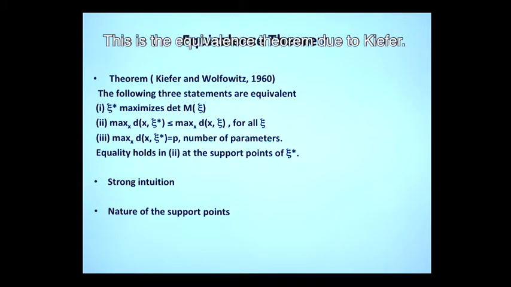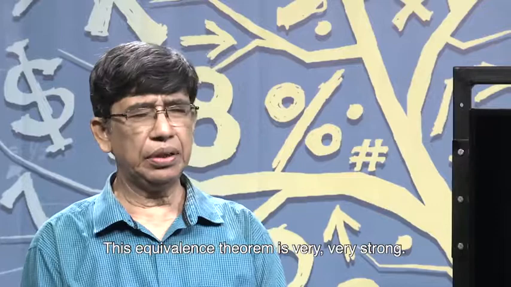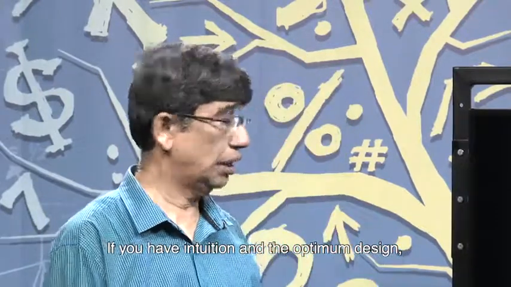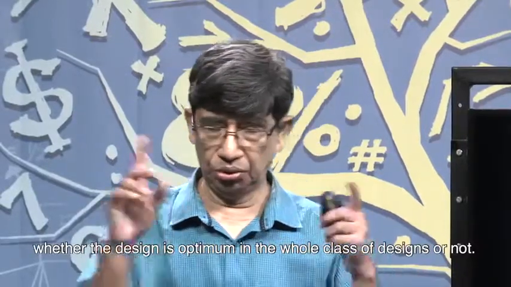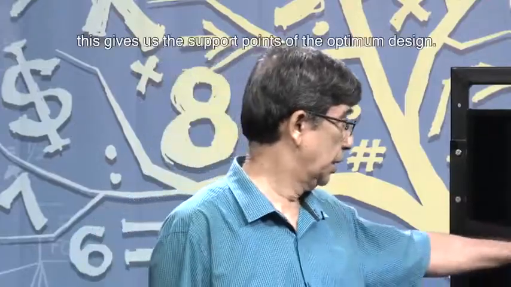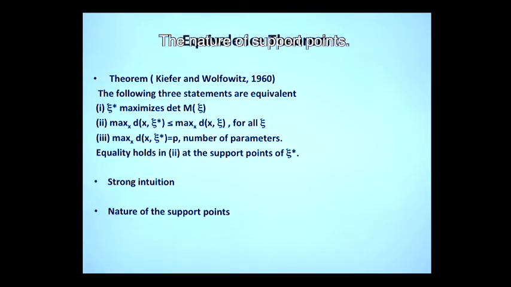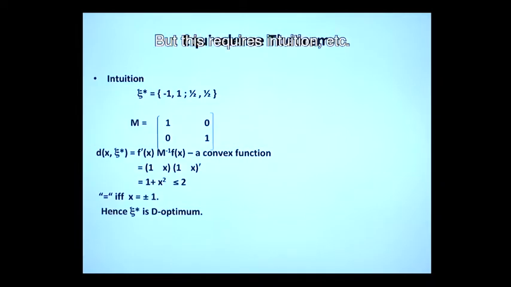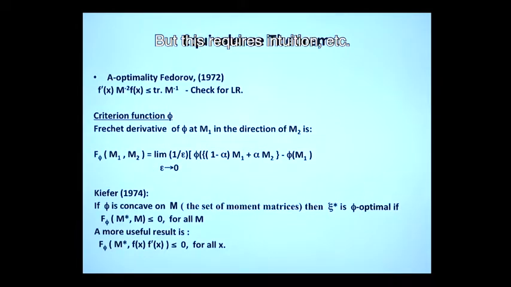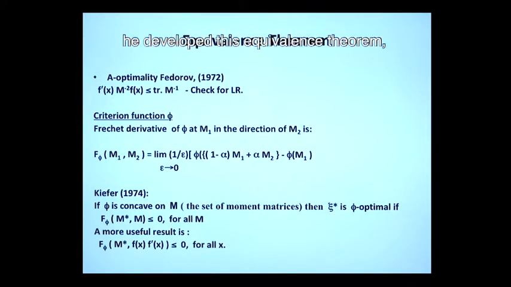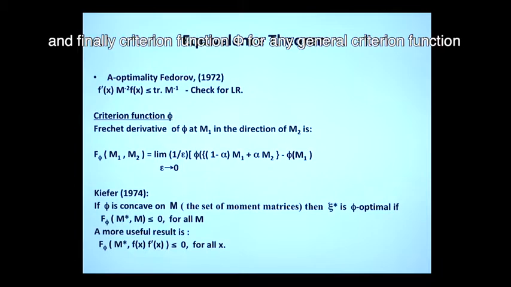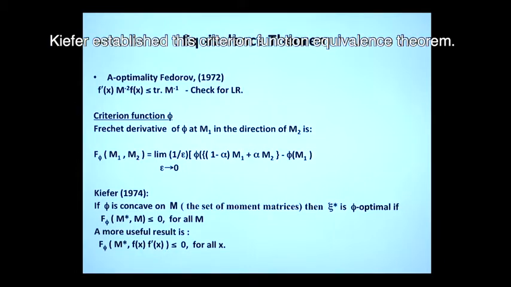This is the equivalence theorem due to Kiefer. This equivalence theorem is very strong. If we have intuition about the optimum design, then we can verify by this theorem whether the design is optimum in the whole class of designs or not. Not only that, this gives us the support points of the optimum design, the nature of support points, how many support points, but this requires intuition. For A optimality criteria, Fedorov, a Russian scientist, developed this equivalence theorem, and finally, for any general criterion function phi which possesses certain properties, Kiefer established the criterion function equivalence theorem.